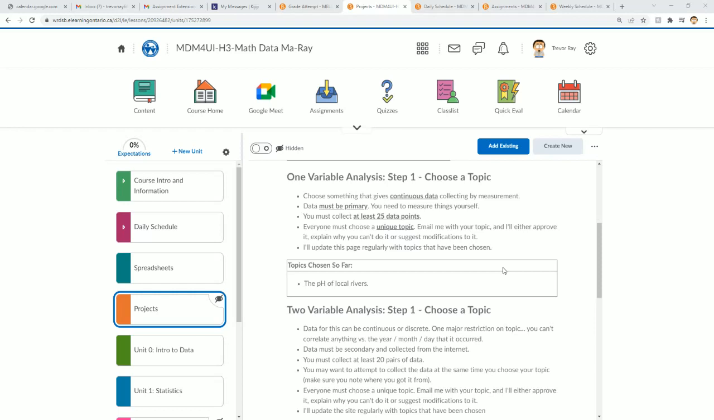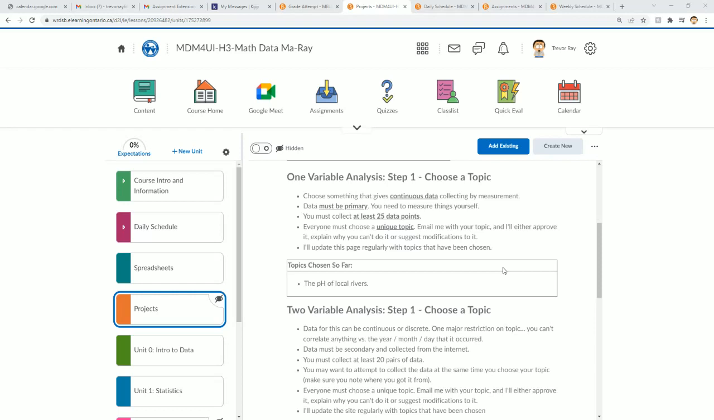Now, I will point out that most students that do this choose something fairly straightforward that they can measure either the height, weight, or time of. Sometimes they measure the time of events, which is kind of cool. But you can do anything that you can measure.